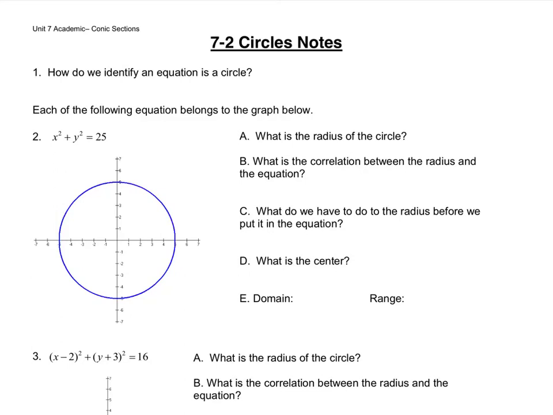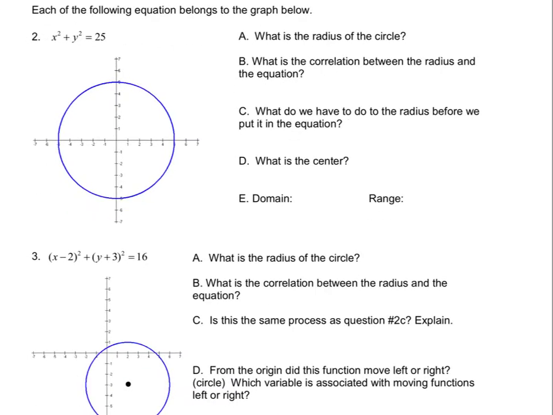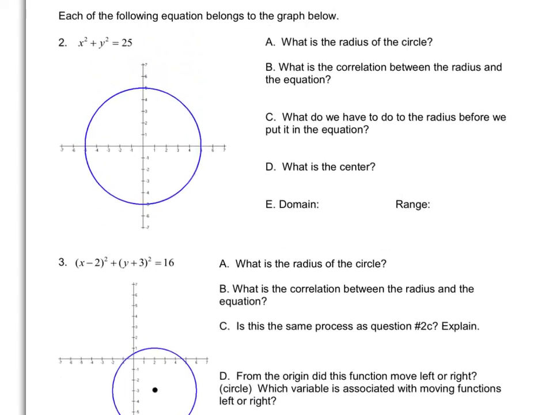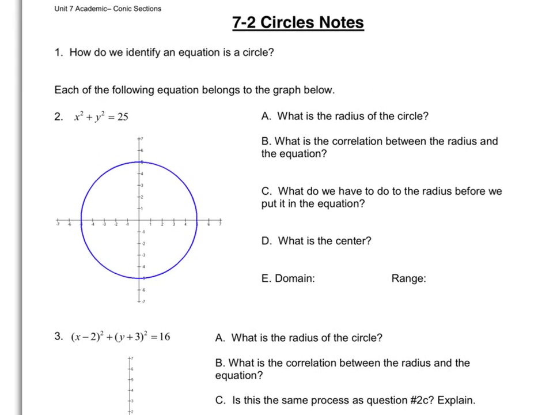Today we'll be working on 7-2 circles. In this lesson, we're going to be identifying the second form of the circles, which is the standard form. And we're going to be discussing how we can find the center and the radius from that form. And we're going to also discuss how we can translate this circle from one place to the other.